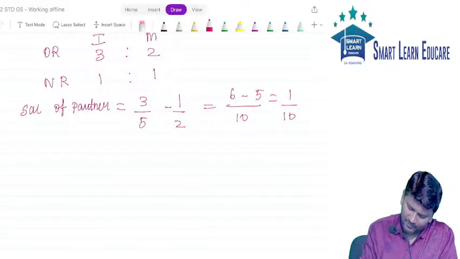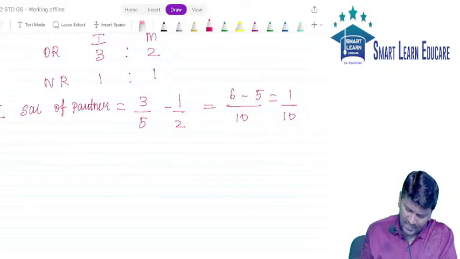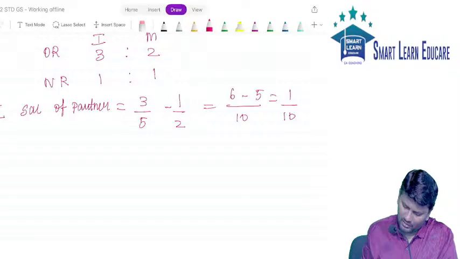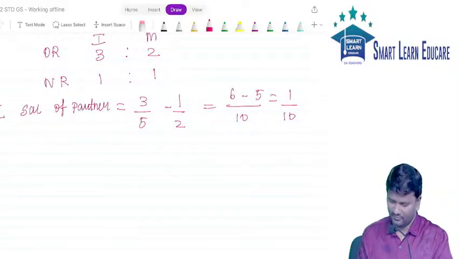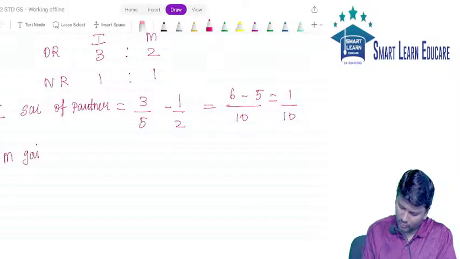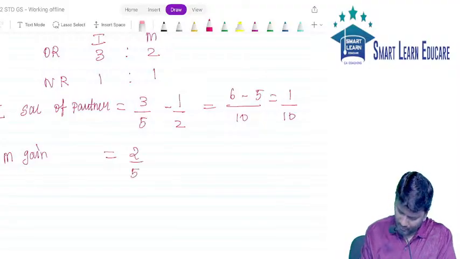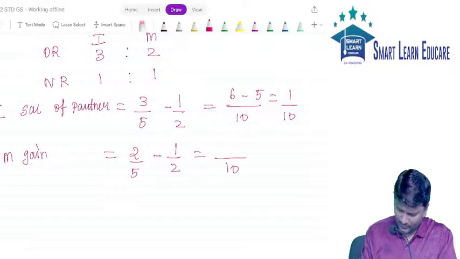Answer we have in plus, so it is sacrifice. When I is sacrificing, obviously M will be gaining. So what is the gain of M? The gain is the same formula, old ratio minus new ratio: 2/5 minus 1/2, LCM 10, it is 2 times 4 minus 5, which will give you minus 1/10.